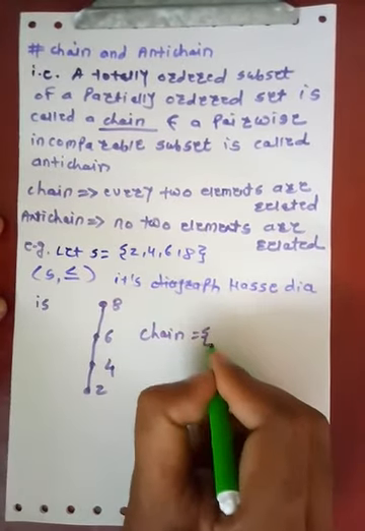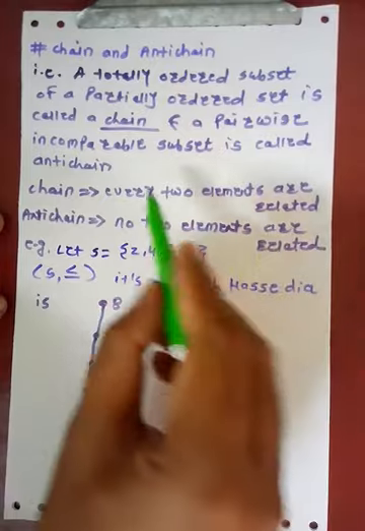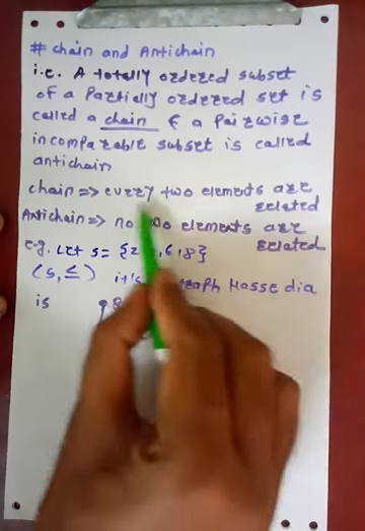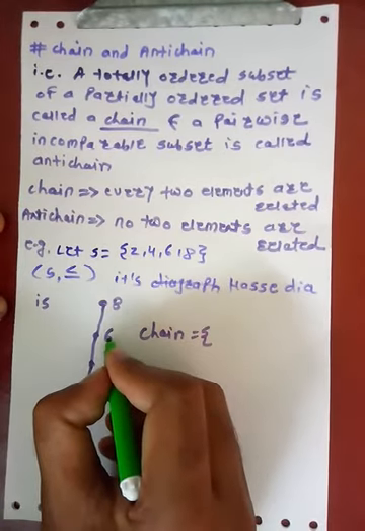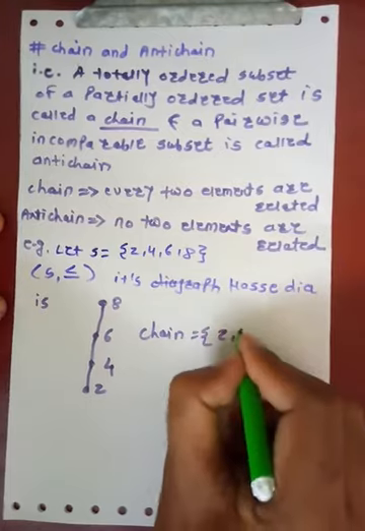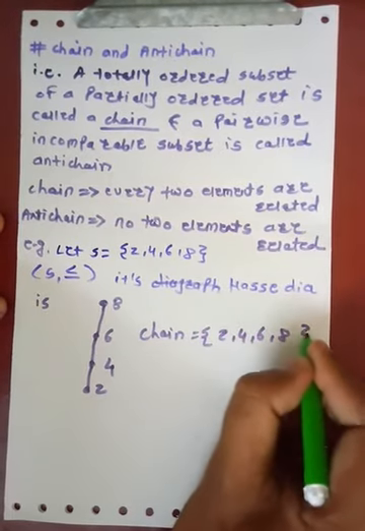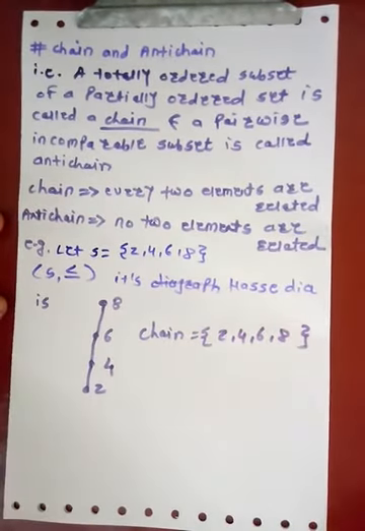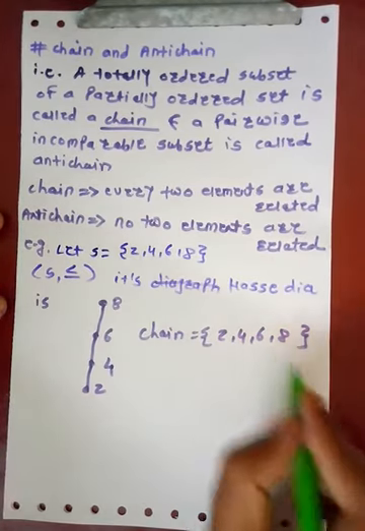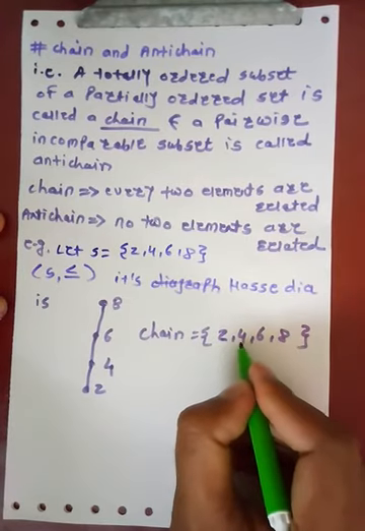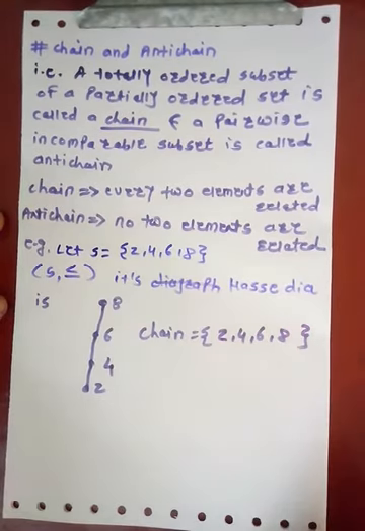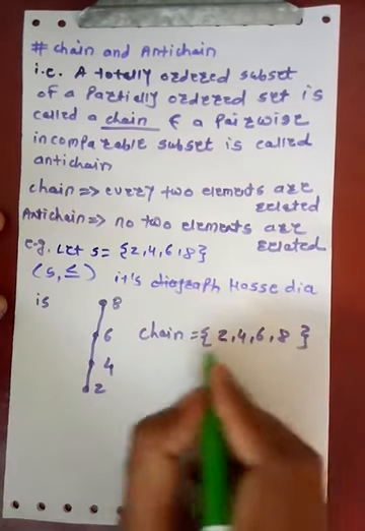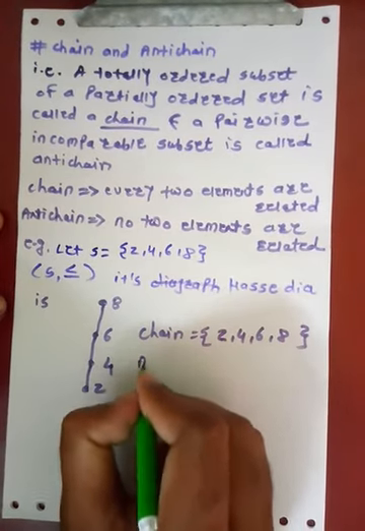So in that, chain is, with reference to our definition, every two elements are related, meaning 2 is related to 4, 4 is related to 6, 6 is related to 8, so 2, 4, 6, 8. This is a chain, meaning every two are related, that is connected: 2 is connected to 4, 4 is connected to 6, 6 is connected to 8, so they are related with each other. So this is a chain.